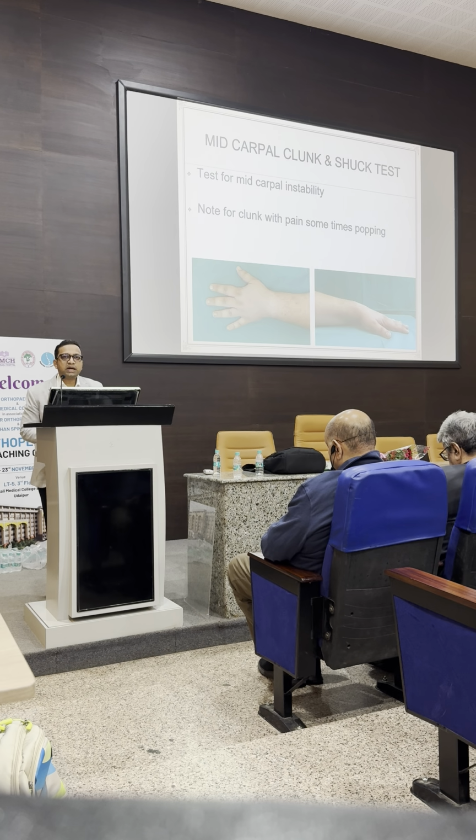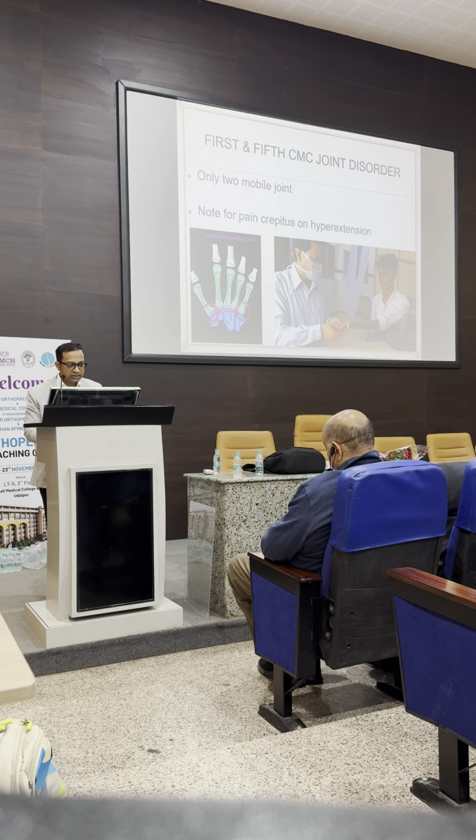Sometimes we don't have to do the test. The patient himself will demonstrate the test. What is it? See this. The patient himself is doing the activity. So this is rare, but you should know this is mid-carpal instability. When the ligaments between the two carpal rows, proximal and distal, are ruptured, there is instability between these two carpal rows. Two mobile joints in the CMC, carpometacarpal.